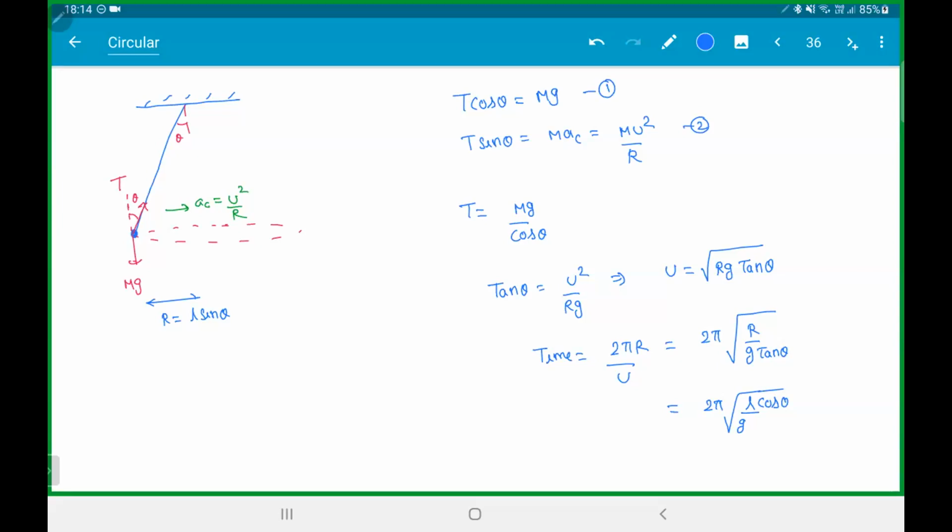Here the radius of the circle is L sine theta. L is not the radius of the circle. Anika, look, I think you goofed up there. You took L as the radius.